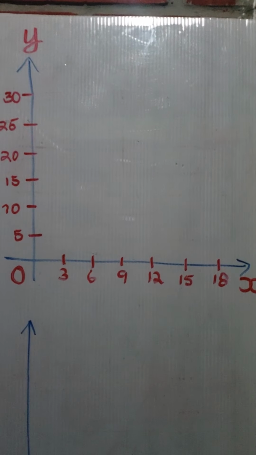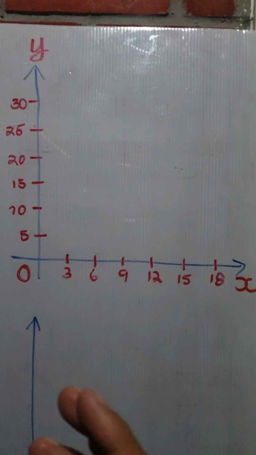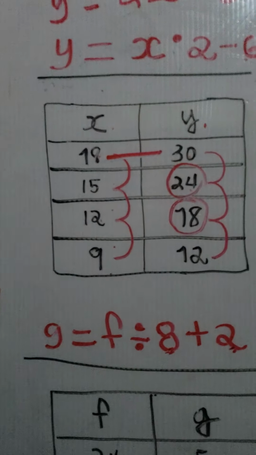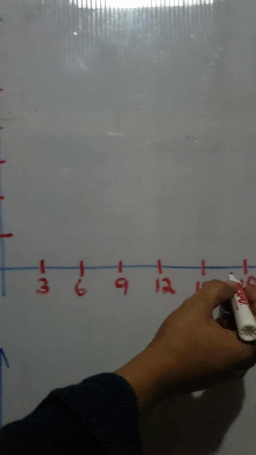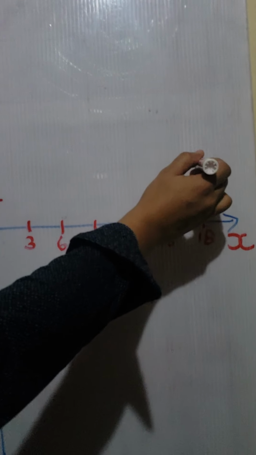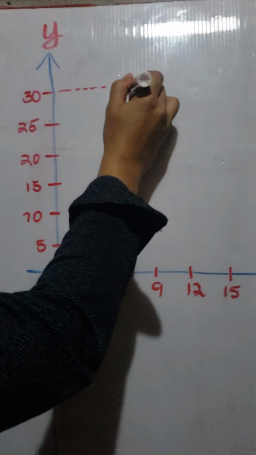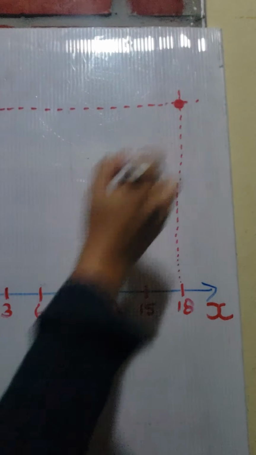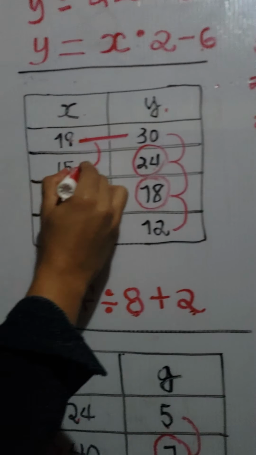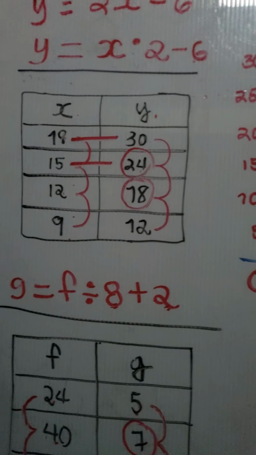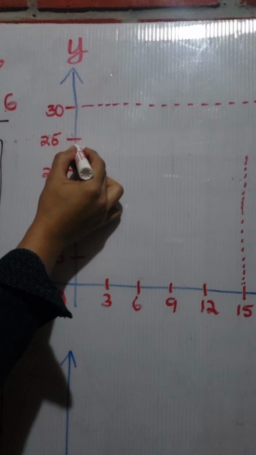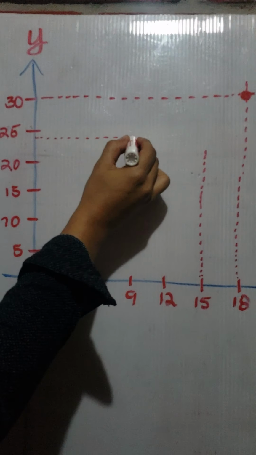Okay. Now that we have the patterns that we're going to use, now we are going to build or connect the coordinates and get the points. The first here is 18 and 30. 18 is here. Look. 18 and 30 is here at the very top. Next, 15 and 24. 15 in the x, and 24 is like here on the y.